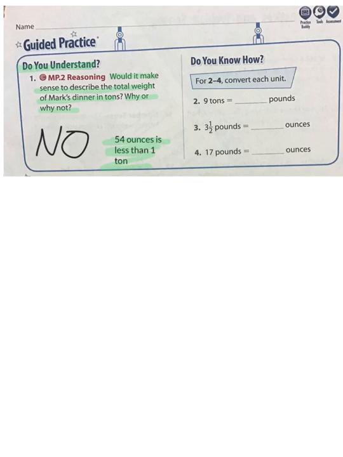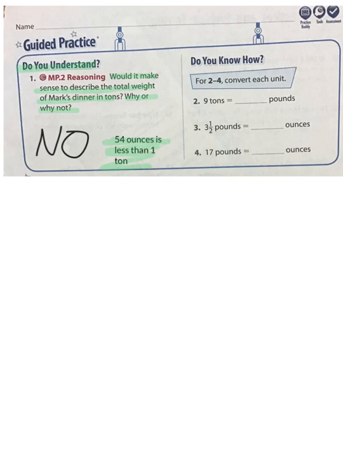All right, let's do numbers 2 through 4. So we're just going to convert each weight into pounds or ounces. And since we're always going from a larger unit to a smaller unit, we're going to multiply. You only have to remember that there are 16 ounces in a pound and 2,000 pounds in a ton. So this lesson should be a little bit easier than the last few.